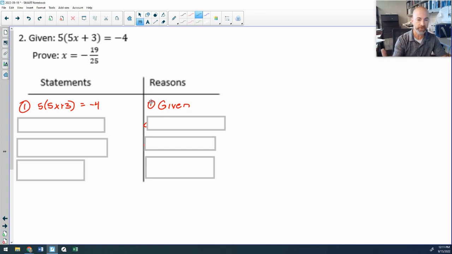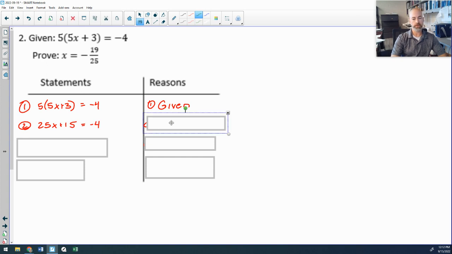Everybody should always get the first line of a proof. You're literally just copying down what they gave you. After that, you have to decide what you would do next. So if I'm trying to solve this equation, ultimately hoping to get x equals negative 19 over 25, I'm going to start by distributing that 5 through 5x plus 3. And so my next line is going to be 25x plus 15. How did I do that? Well, I distributed. So that's your distributive property of equality.